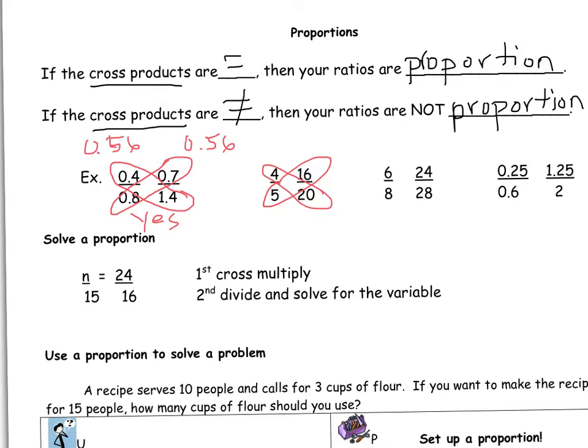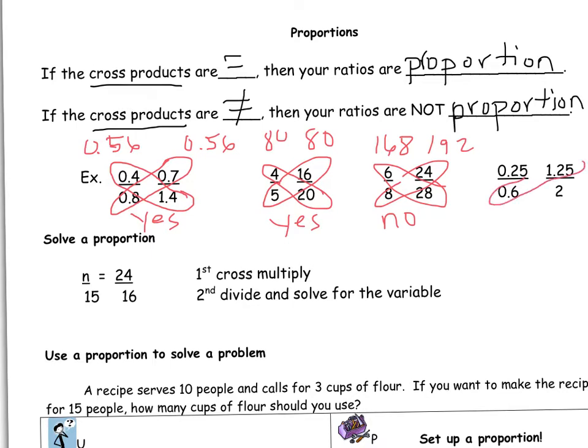20 times 4 is 80. 5 times 16 is also 80. So yes, those two are proportions. 8 times 24 is 192, and 6 times 28 is 168. Now there, our cross products are not equivalent, so those two ratios are just ratios. They're not proportions.